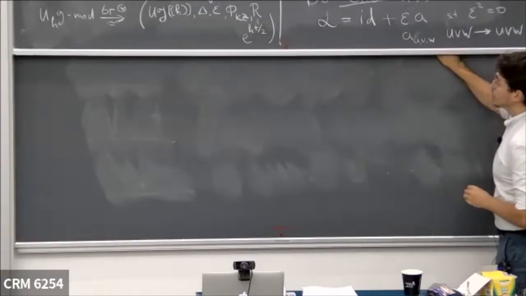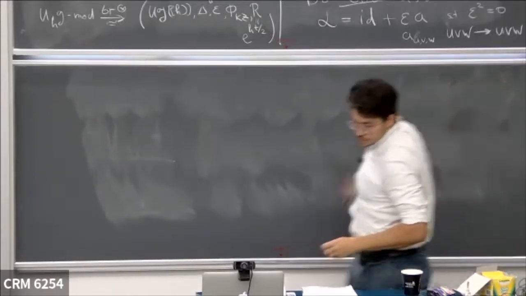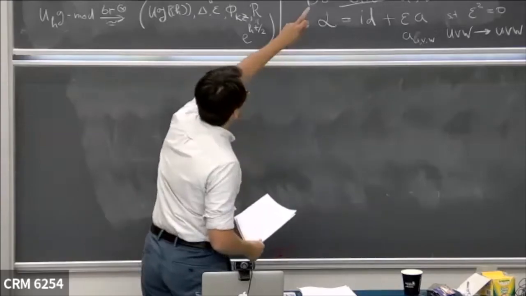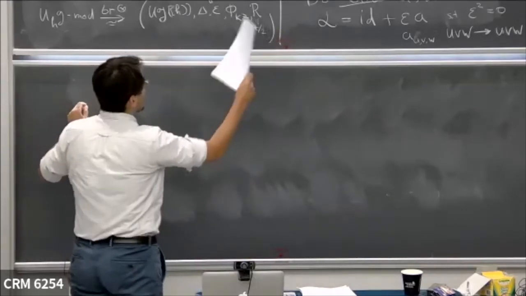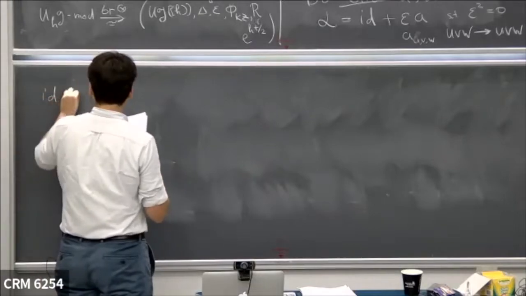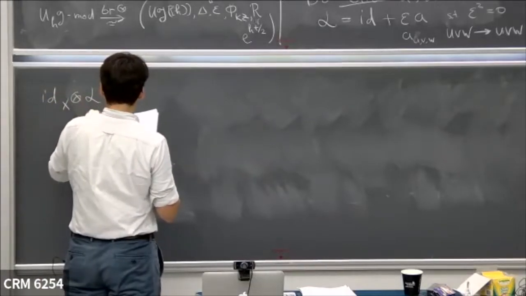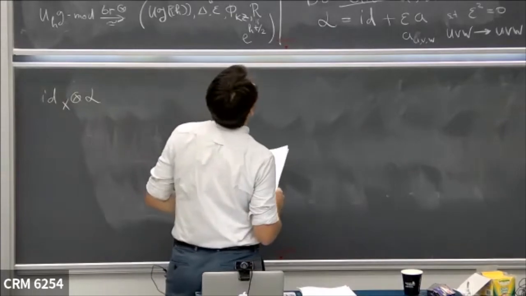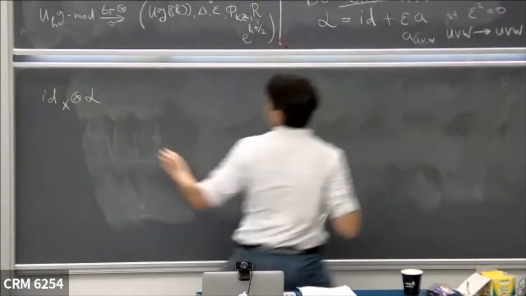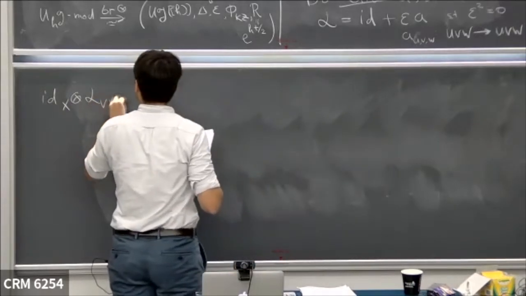And let's do linearization. So let me just rewrite this equation. So this diagram I can write again. Identity X tensor alpha. What was it? Identity. So the last term was alpha VWX, VW and X.